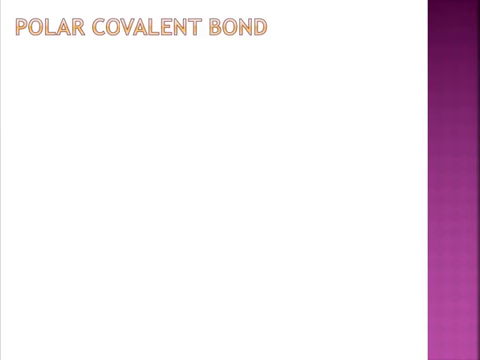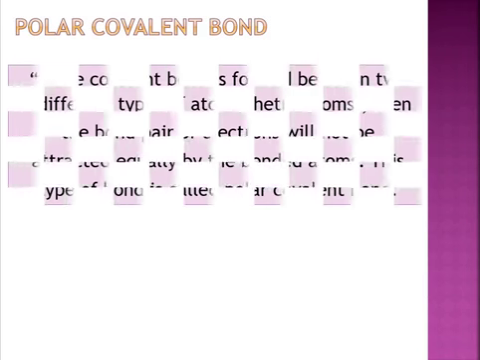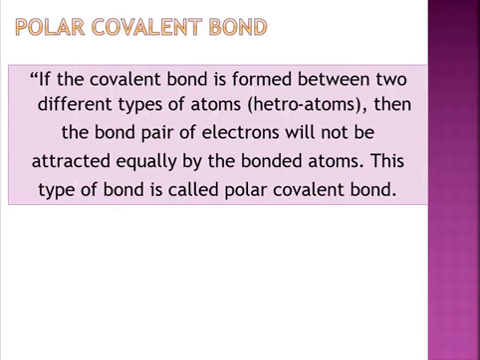Now we will discuss polar covalent bond. If the covalent bond is formed between two different types of atoms or heteroatoms, then the bond pair of electrons will not be attracted equally by the bonded atoms. Let's take an example, and this is of hydrogen chloride gas.